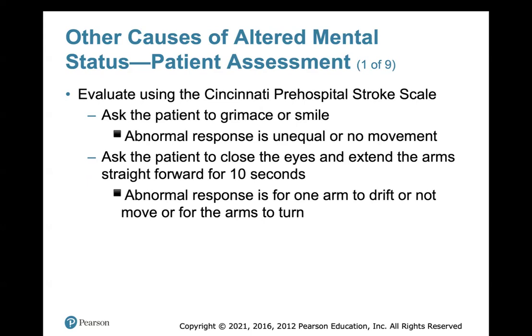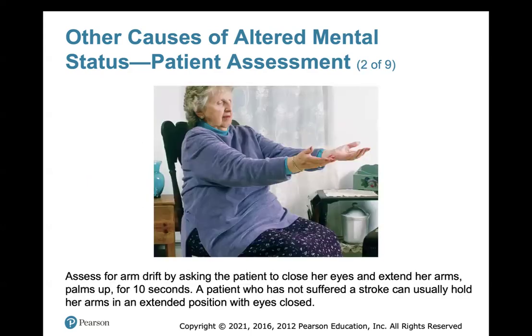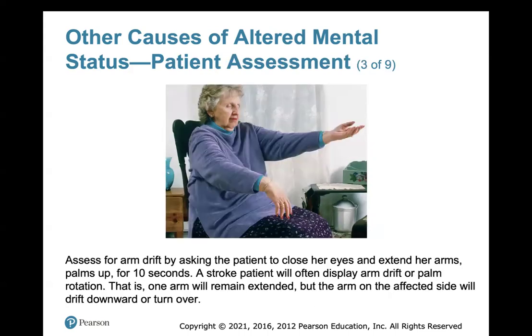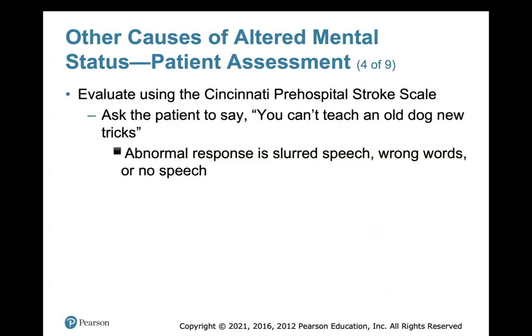Ask the patient to close their eyes, extend their arms straight forward for 10 seconds. Abnormal response is one arm to drift or not move, or for the arms to turn. Like that, that would be arm drift, that's abnormal.